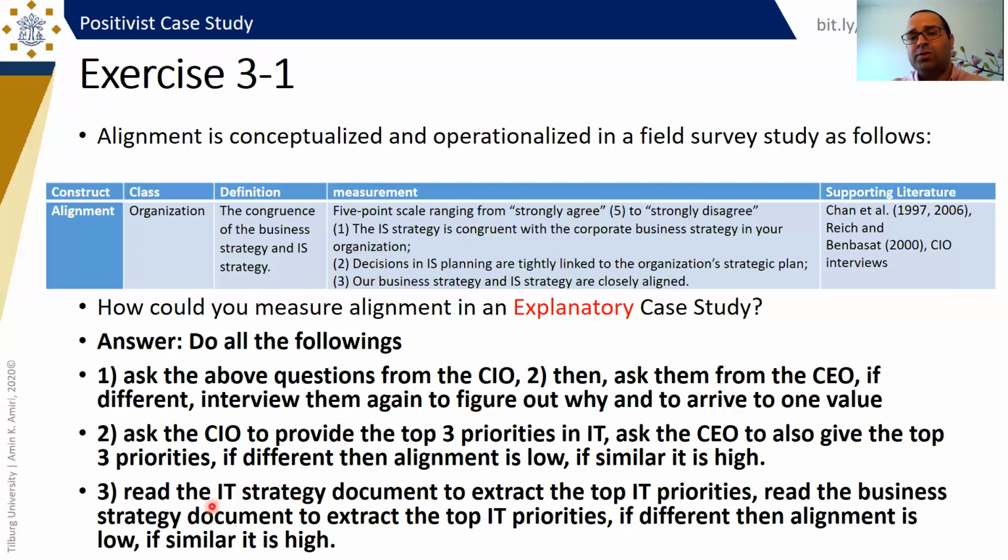I can also read the IT strategy document to extract the top IT priorities, then read the business strategy documents to extract the top IT priorities. And if the difference is high, then alignment is low. If the difference is low, the alignment is high. Is that clear? So if you don't do something like that, you cannot say that I'm doing a case study. If you just simply ask these questions from 2 people, it's not a case study, actually. You need to dig in like that.